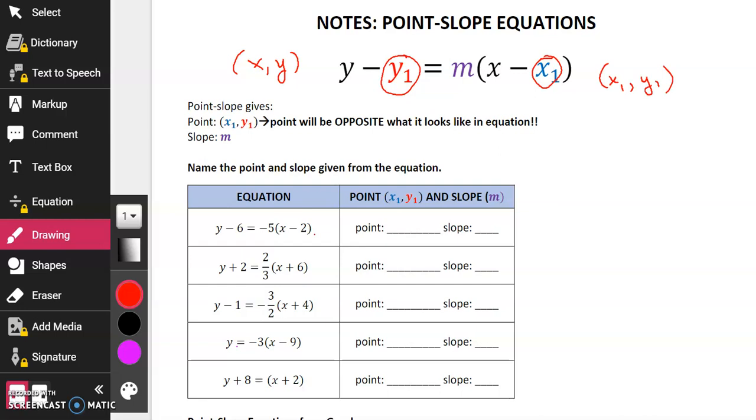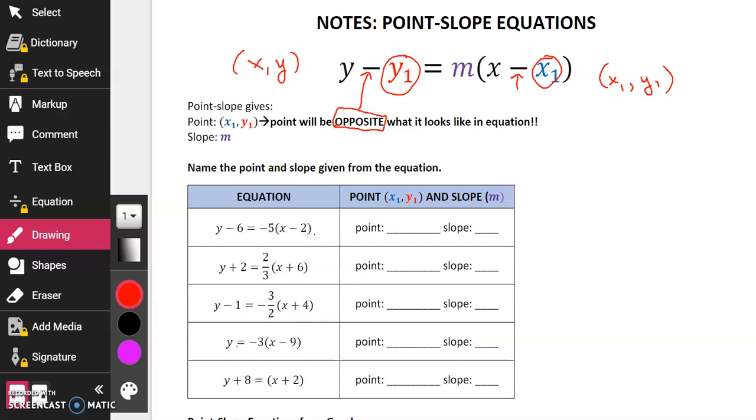So x and y, always think ordered pair, in a table or in a graph, that's where you would find it. If we look at our notes, our point is x1, y1, and it says the point will be opposite what it looks like in the equation. We say that because we have these subtraction signs right here. In mathematics, with negatives and subtraction, you're doing the opposite of the true value of that thing. So we're taking the opposite of y1, and the opposite of x1. Our point is actually opposite signs of what the equation looks like it would be.